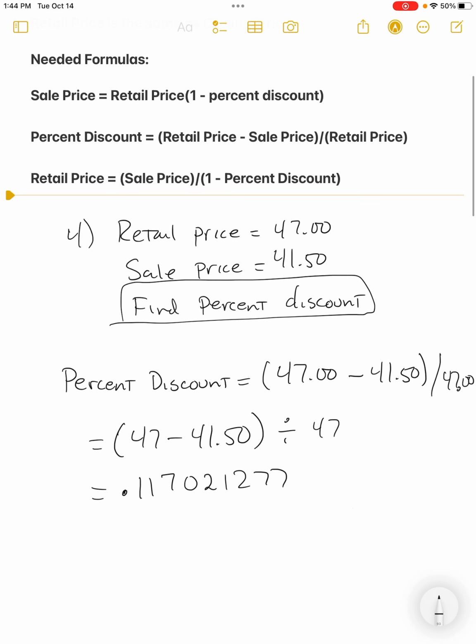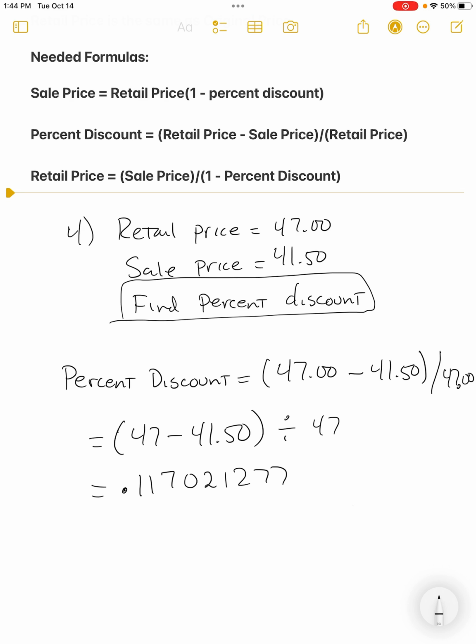Now remember, you're solving for percent discount. Let me ask you a question. Have you done anything to convert a percent yet? And the answer is no. So here's where we have to convert the percent. What the formula gives us is the real number equivalent of the percent. I need to move that decimal point forward twice in order to realize I'm looking at an 11.7% discount. That's the answer to my question.